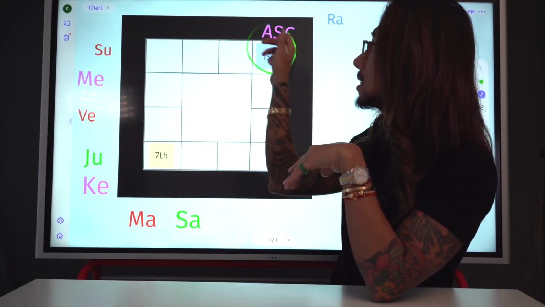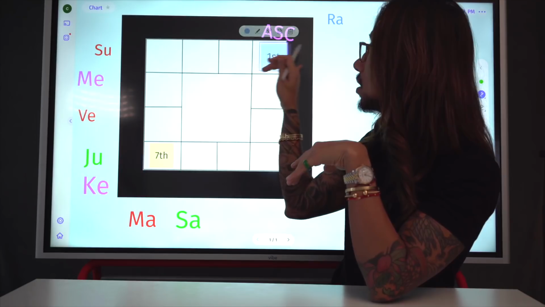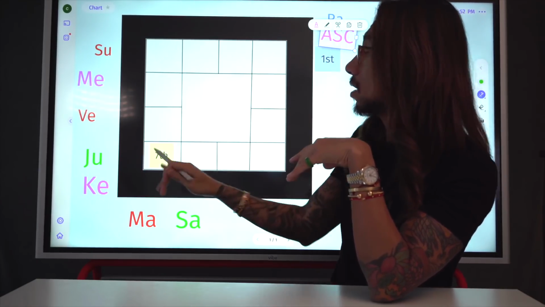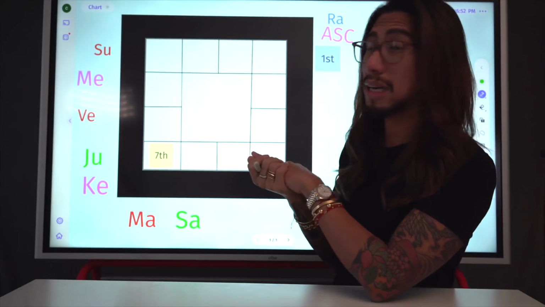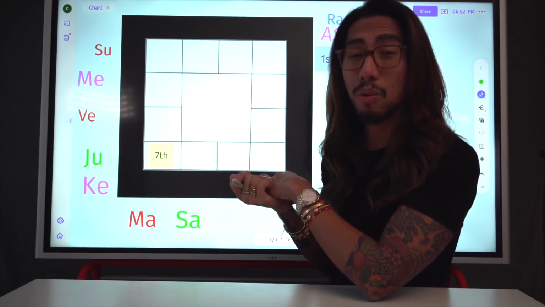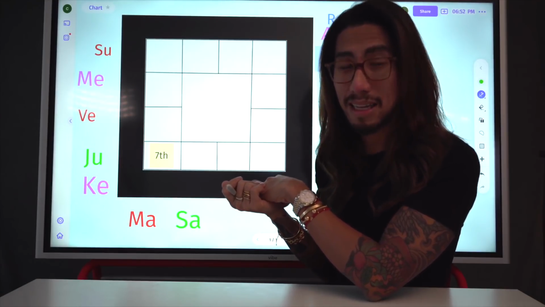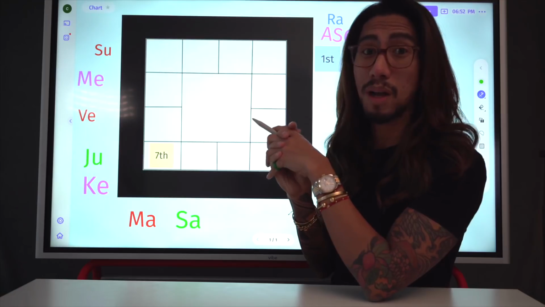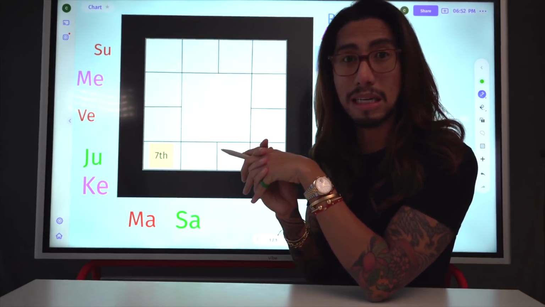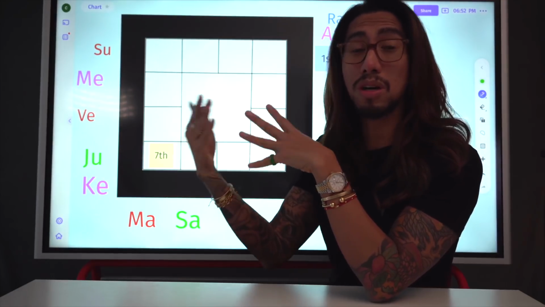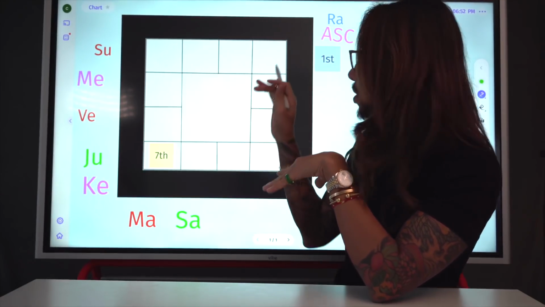So without the ascendant, let's just say there's no ascendant. We do not know the ascendant, and let's just say we only know the sun sign. Then it does not show where your life begins, where your life path is. And without the ascendant, we wouldn't know how to see where your career is and how to see your destiny, because we wouldn't know your Navamsha chart. So that's why it's important.